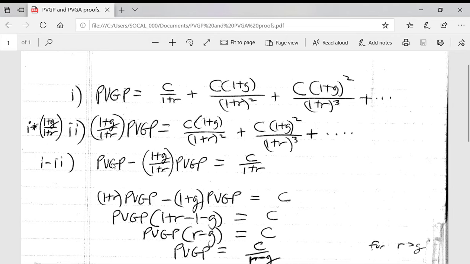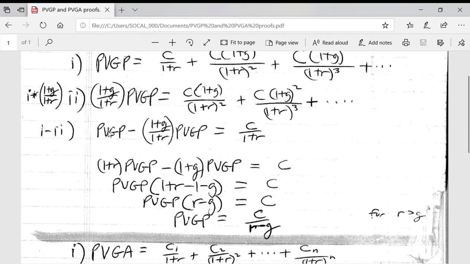Okay? So now I'm going to multiply, we have 3 terms, 1, 2, and 3. I'm going to multiply each term by 1 plus r. So here I have 1 plus r times present value of a growing perpetuity. And then this becomes, when I multiply it by 1 plus r, 1 plus g times present value of growing perpetuity. And that equals c.